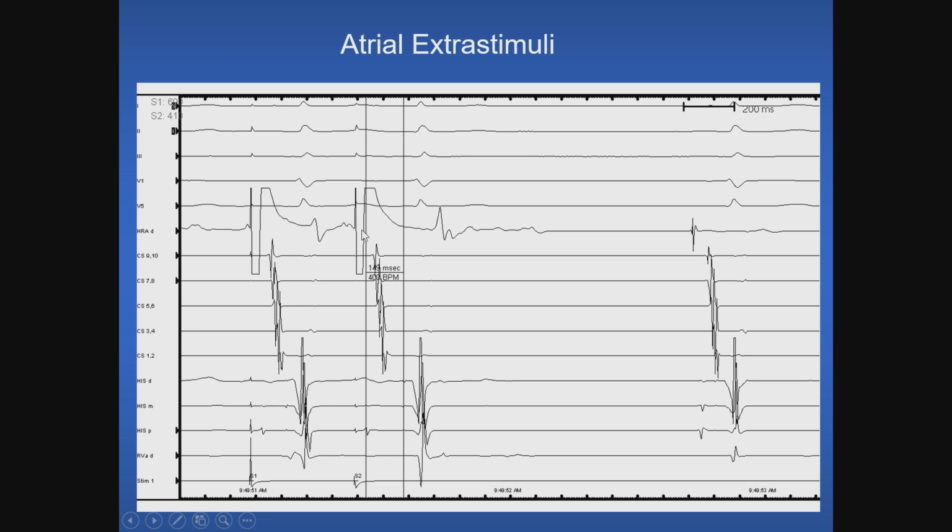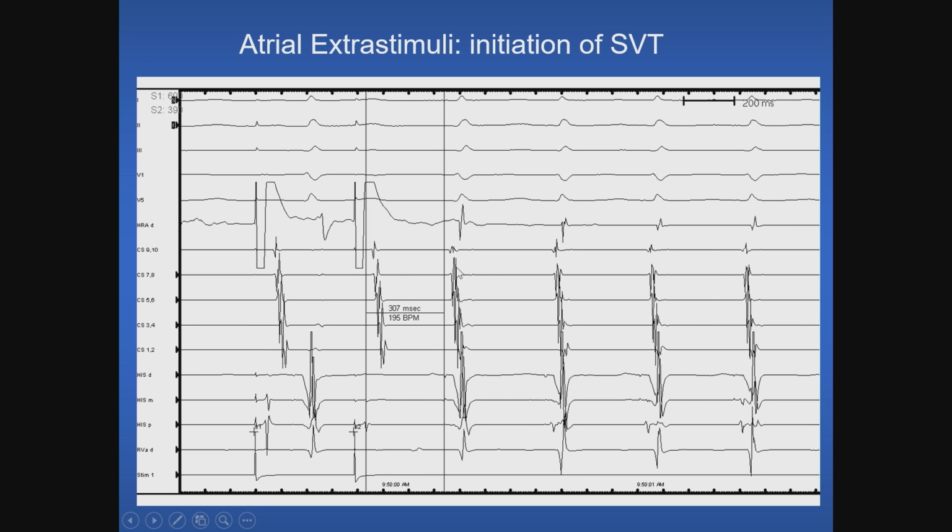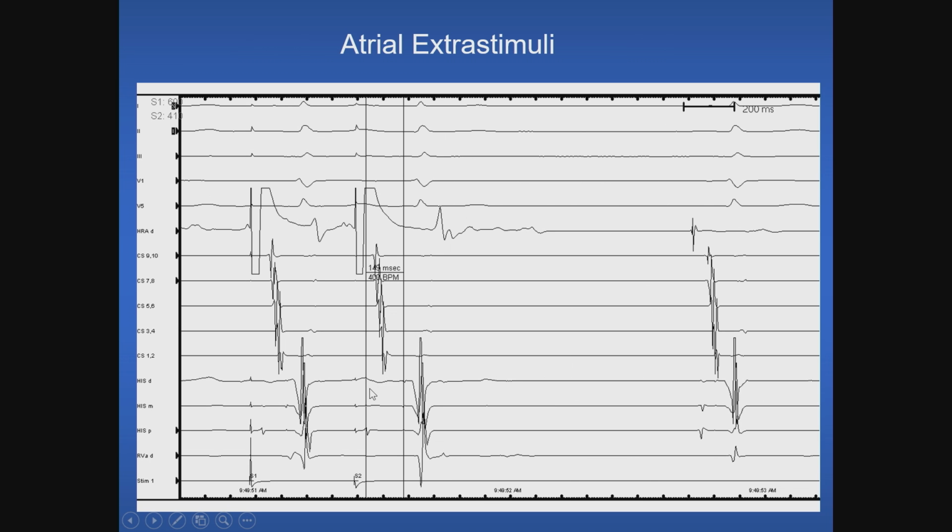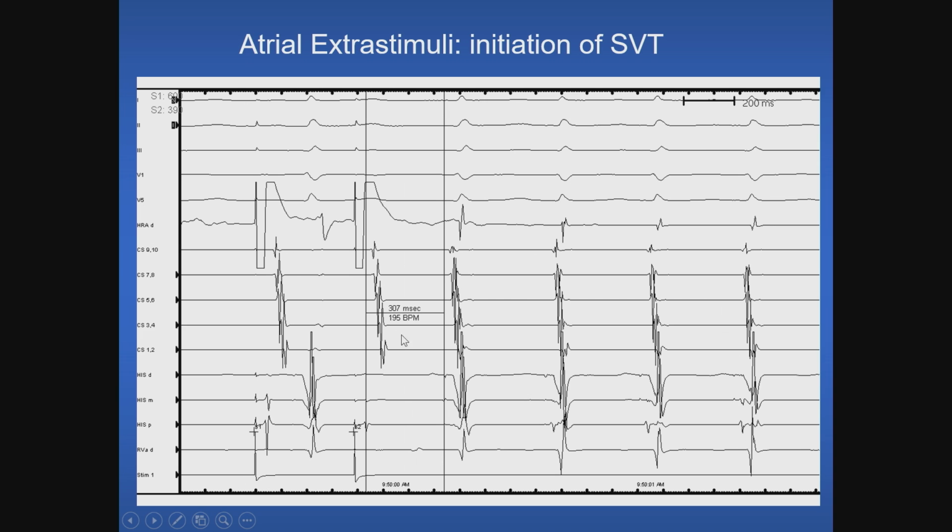With the extra beat, you notice that the atrial beat looks about the same as before, but there's a little bit longer time delay through the AV node to reach the His bundle here. If we bring that extra stimulus in just a little bit earlier, we find that the AH time, let me show it to you again, here's the AH time that here was 149 milliseconds. It jumps out all of a sudden to 307 milliseconds.